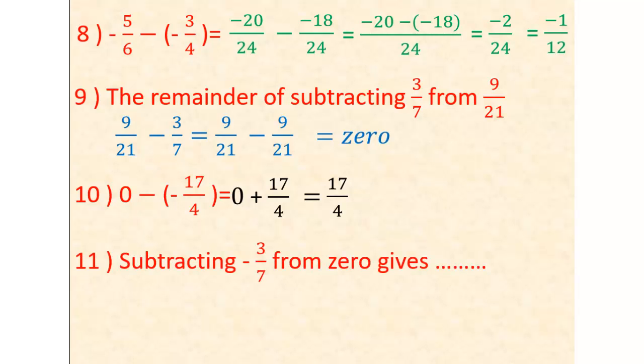Subtracting negative 3 over 7 from 0 means that I am going to take away negative 3 over 7 from the 0. So it is 0 minus negative 3 over 7. We said that minus a negative number is going to be changed to positive. So it is 0 plus 3 over 7, and my final answer is 3 over 7. 0 plus any number is equal to the same number.